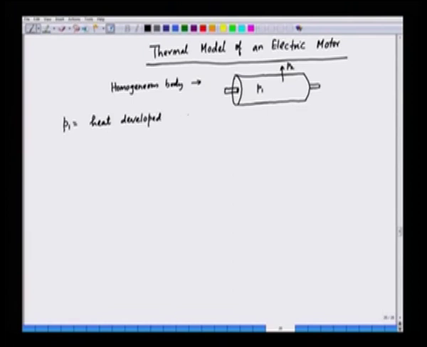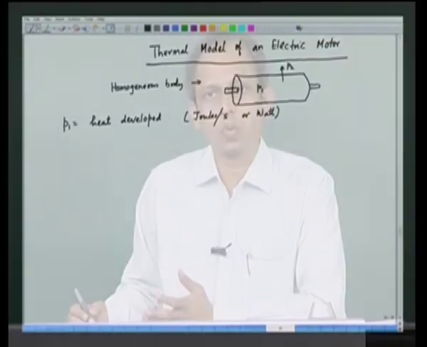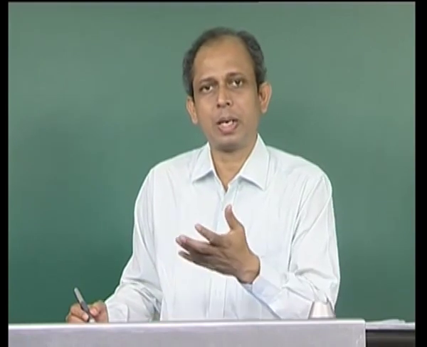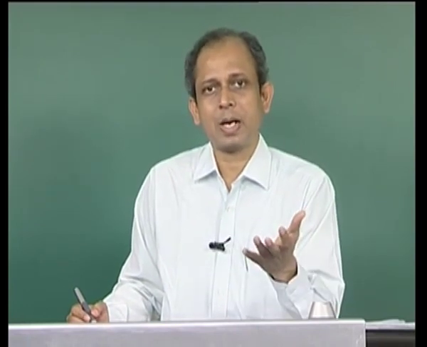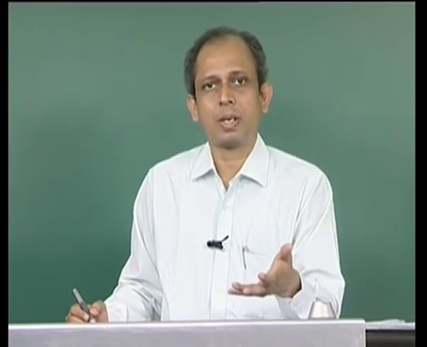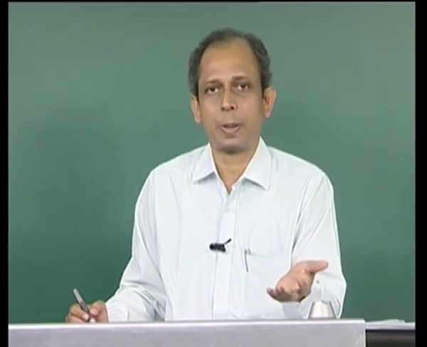Heat developed, and the unit is joules per second or watt. So, this is basically the loss of the machine, which is expressed in terms of joules per second or watt. Similarly, P2 is the heat dissipated to the surrounding, and that is also power. So, that is also joules per second.